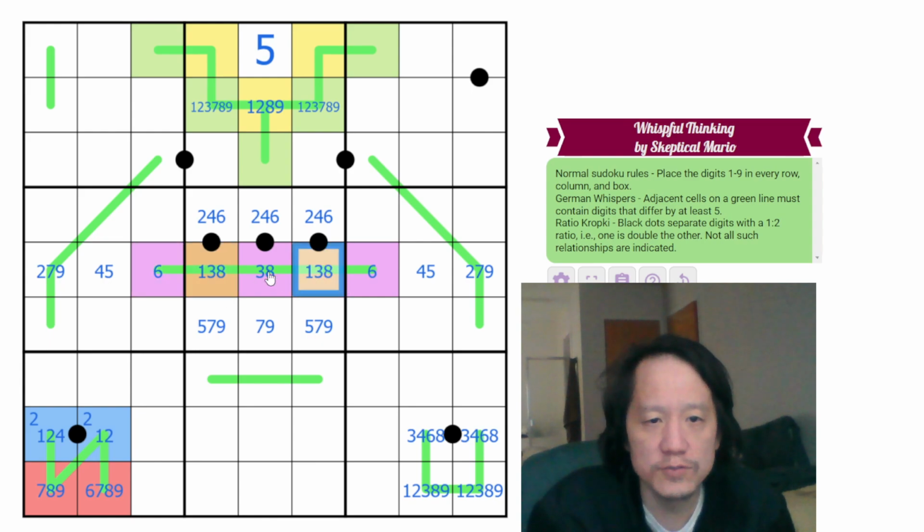So 1 is one of the oranges. So we know the oranges now are all low. Right? Because we know 6 has to be next to a 1. So therefore, these are all low. I don't know why it's not clicking. This is 1 and 3. Therefore, this must be 8. So the pinks are high.